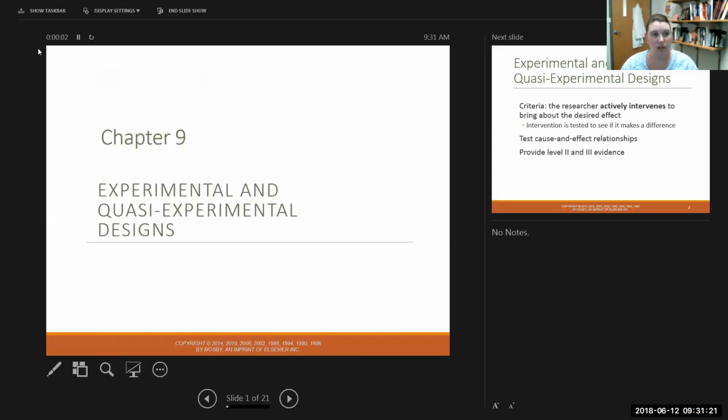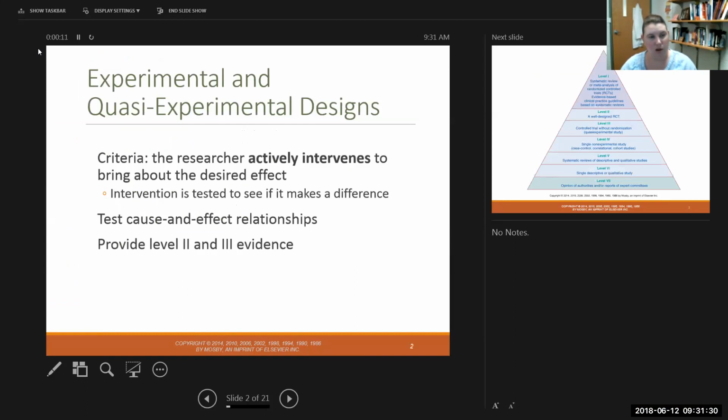So as I said, here as we start Chapter 9, we are going to be looking at experimental and quasi-experimental designs. The criteria for these is that the researcher is actively intervening to bring about a desired effect. So again, with that independent variable, we are actually manipulating something in experimental designs to bring about a desired effect. So the intervention is tested to see if it makes a difference. The whole purpose of experimental and quasi-experimental designs is to test for cause and effect relationships. And as I said before, these provide us level 2 and level 3 evidence.